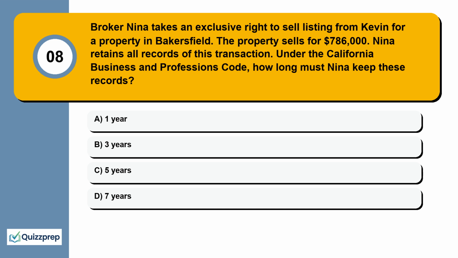Question 8. Broker Nina takes an exclusive right to sell listing from Kevin for a property in Bakersfield. The property sells for $786,000. Nina retains all records of this transaction. Under the California Business and Professions Code, how long must Nina keep these records? 1 year, 3 years, 5 years, 7 years.